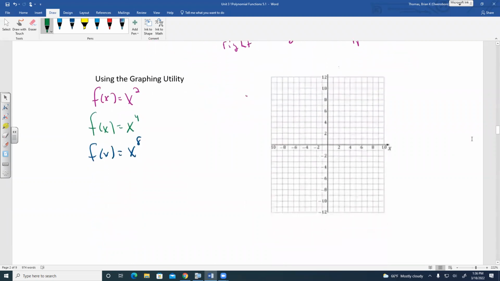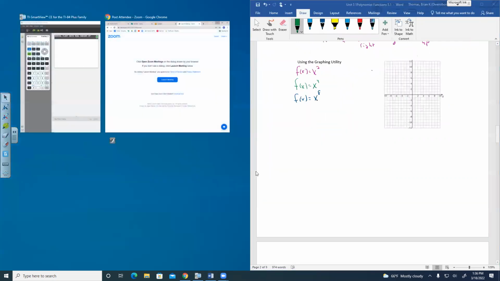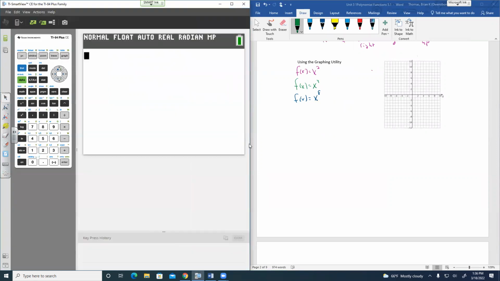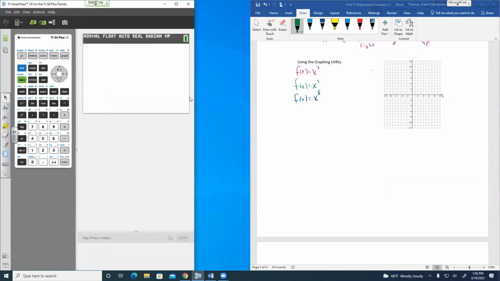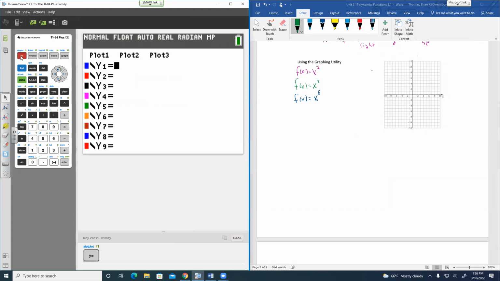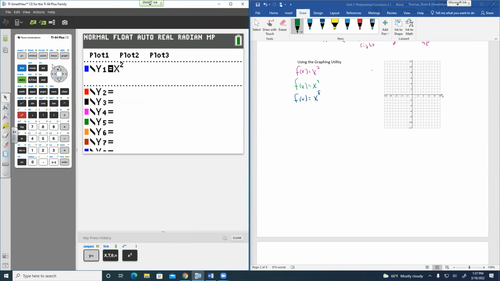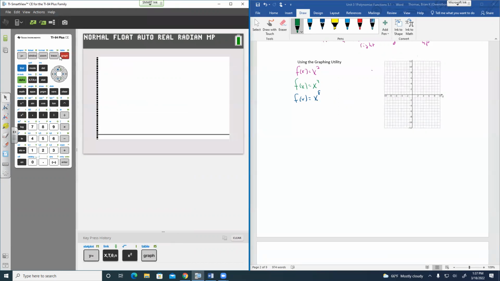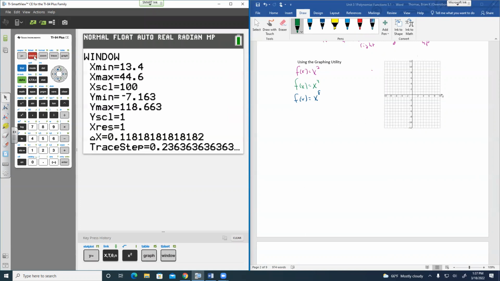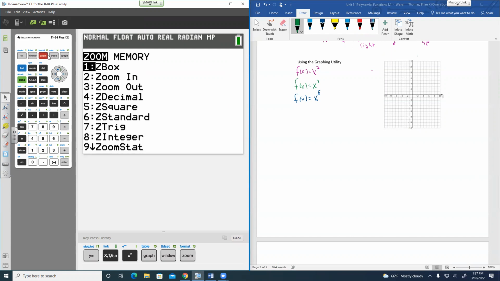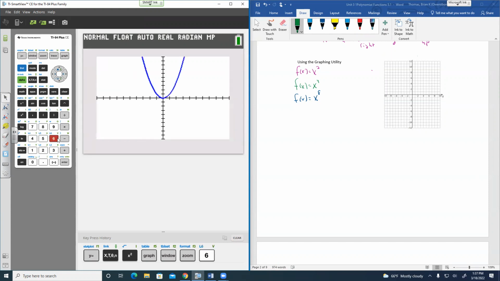So if I want to use the graphing utility, I can graph a few of these functions. We need a graphing utility. So if I graph y equals x squared, I hit the x there and then the square button. If I hit the graph button, it looks like my window is not set right. If I hit the window button, I can see my window settings are all over the place. So if I go back to zoom, number 6 will get me back to my normal window. And so there's my parabola there.